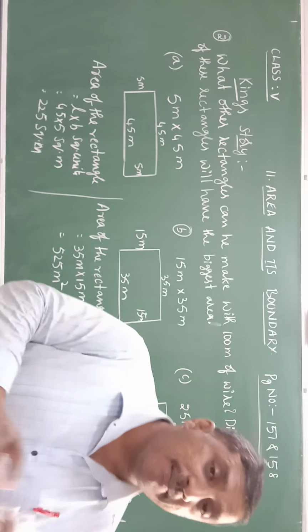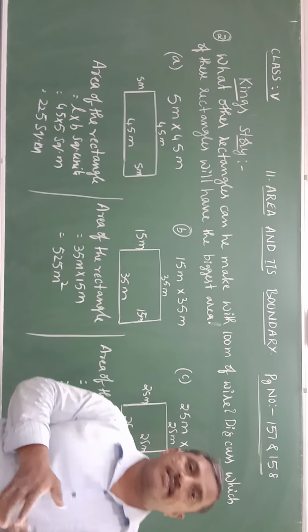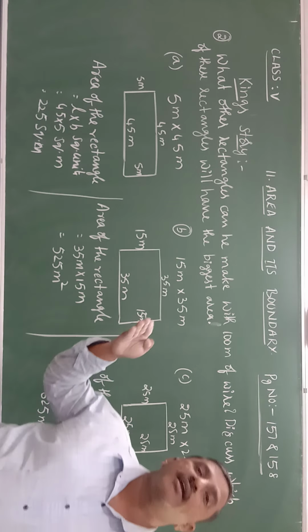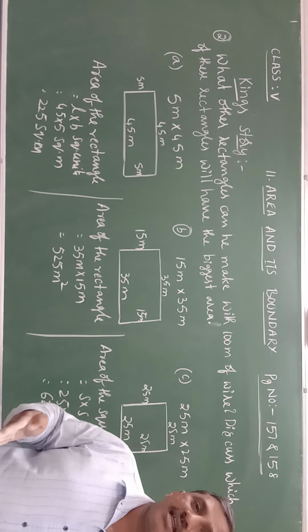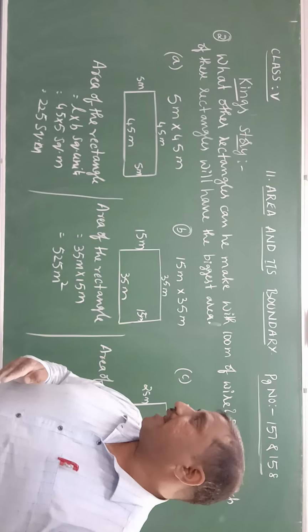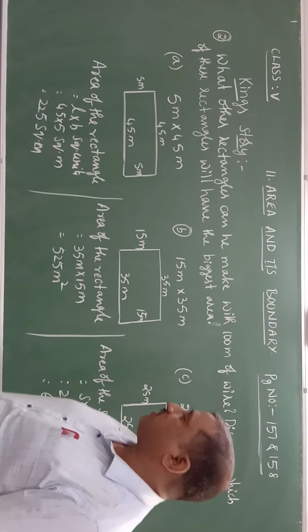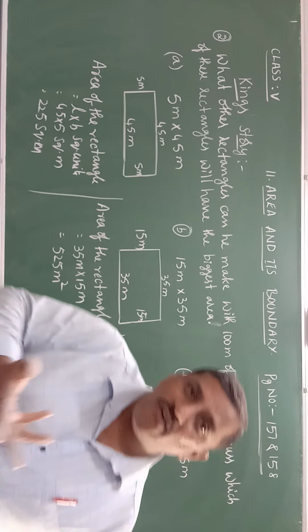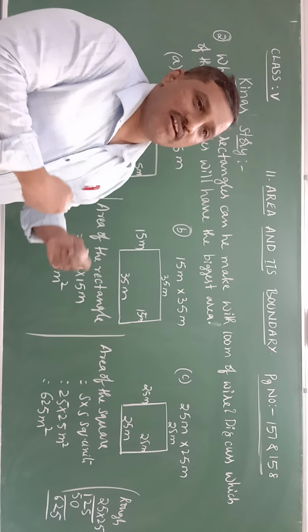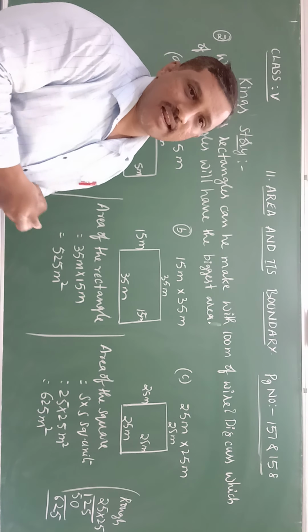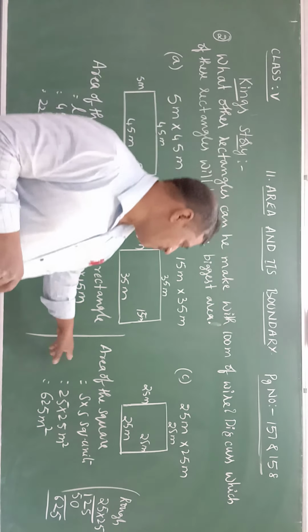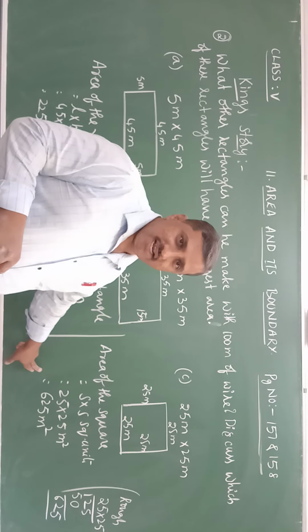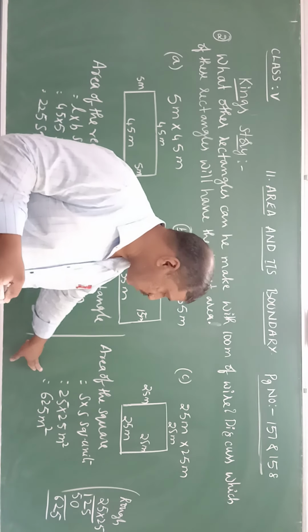So far he made 5 types of rectangles. The first rectangle is 400 square meters area. Second rectangle it is 600 square meters area. Third one it is 225 square meters, and fourth one it is 525 square meters. The fifth one it is 625 square meters. Now, can you answer which figure he will choose for his land? Yes, absolutely. He will choose this square, whose area is 625 square meters.